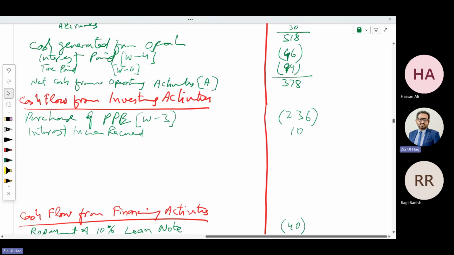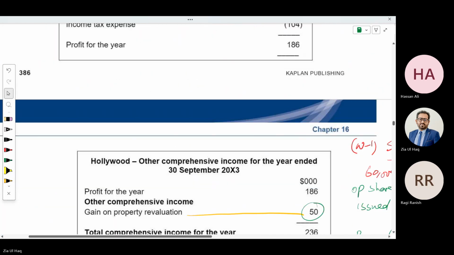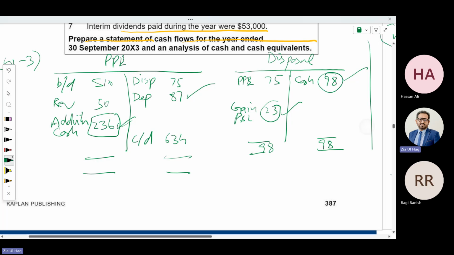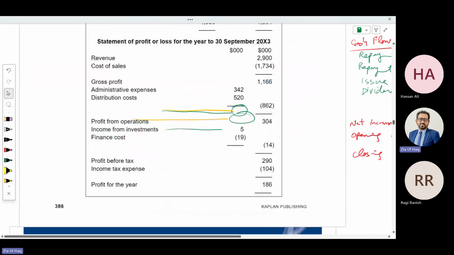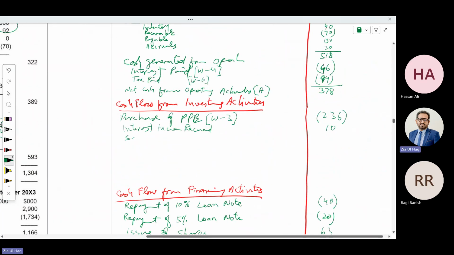Now, if we can move towards investing activities. Sales of property, plant and equipment: have we recorded cash received from property, plant and equipment? There was some cash received as well. How much? 98. So adjust this cash received from sale of property, plant and equipment. That was also from working 3, how much? 98 positive.